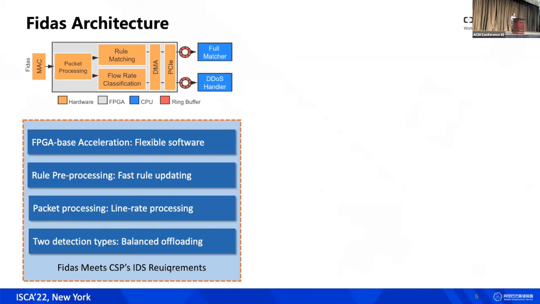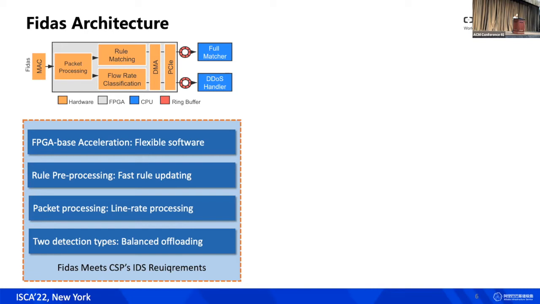So FIDAS is our answer to the limitations that I have mentioned before. From a high level, it's very simple. We just put the packet processing, rule matching, and flow rate classification in an FPGA. This kind of FPGA-based acceleration really allows us to define or fine-tune the boundaries between hardware and software, such that we can ensure the software flexibility.